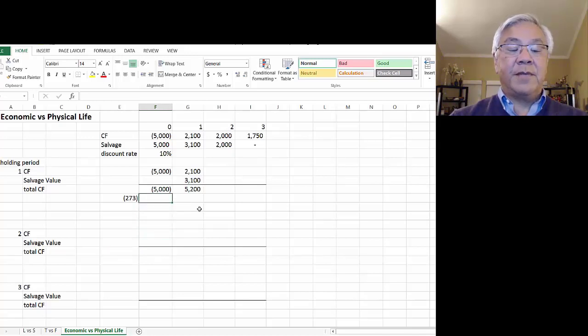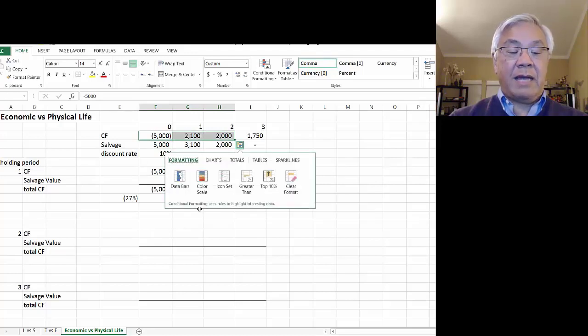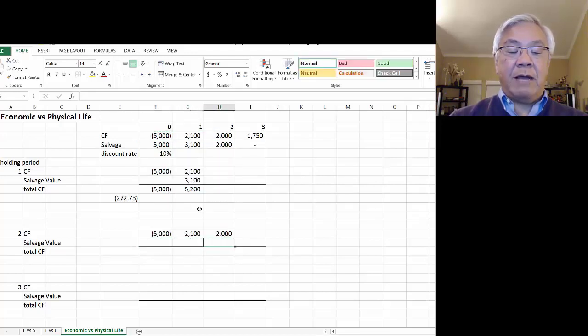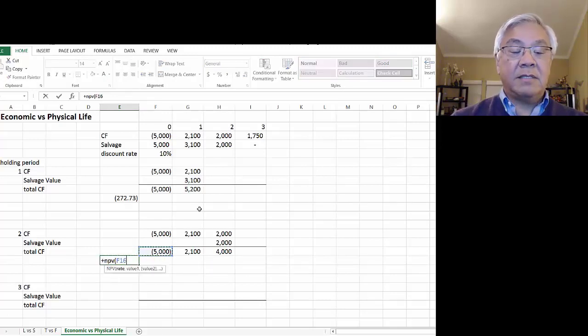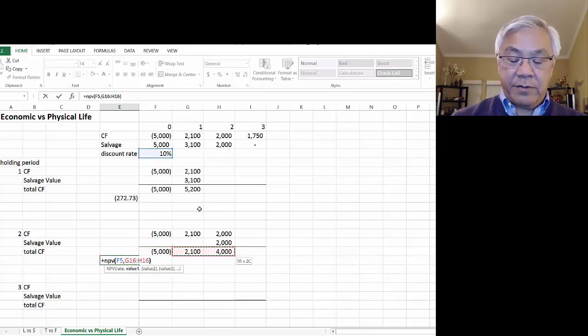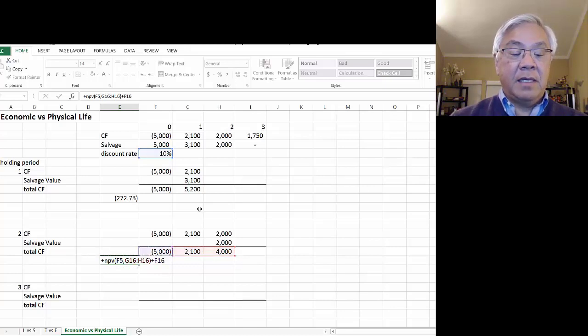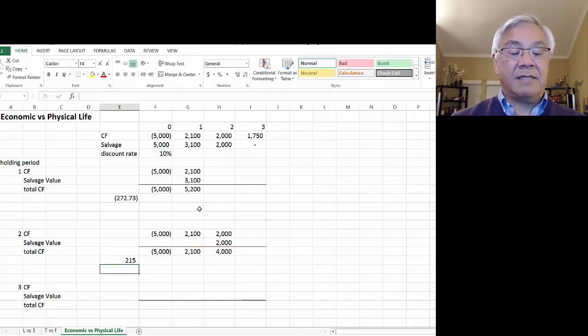So let's do 2 years. We get these specific numbers, copy that across, and notice that we're now out here. How much money will we get here? $2,000 of salvage. So plus that, and we could do NPV with the rate, still 10%, comma, years 1 and 2, plus the outlay, and we're now 215 positive, right? So that's a better proposition so far.